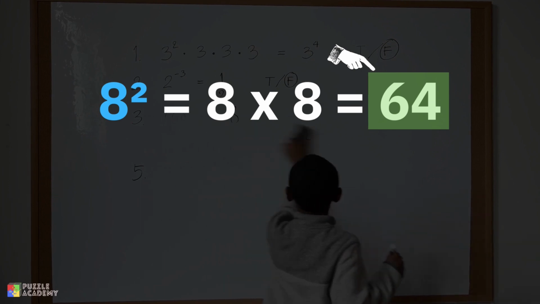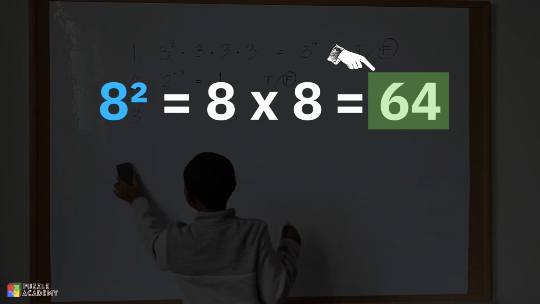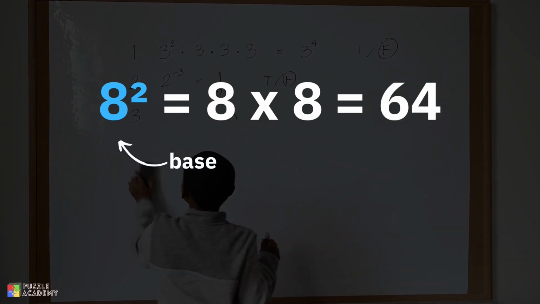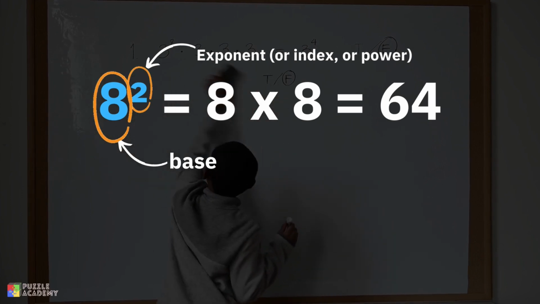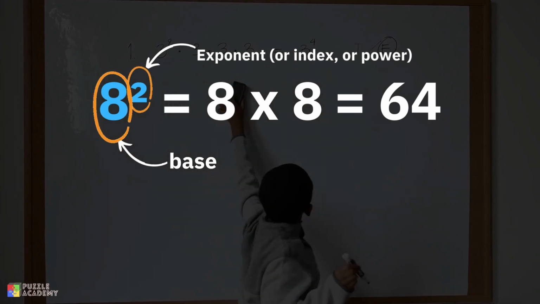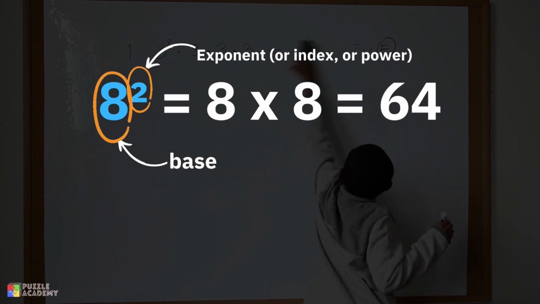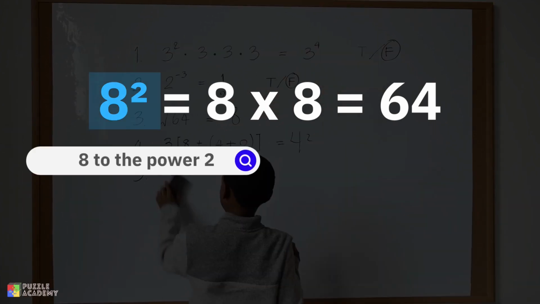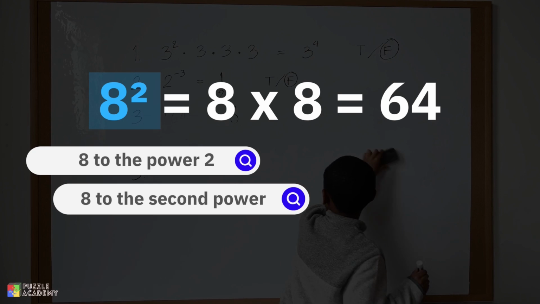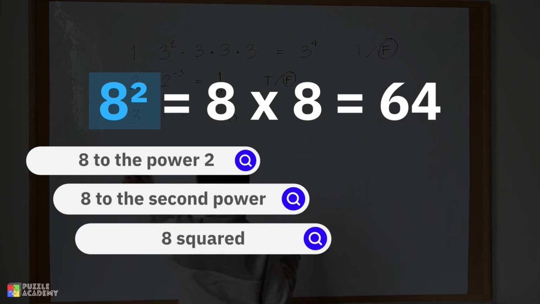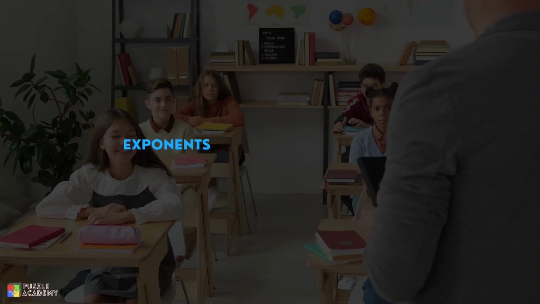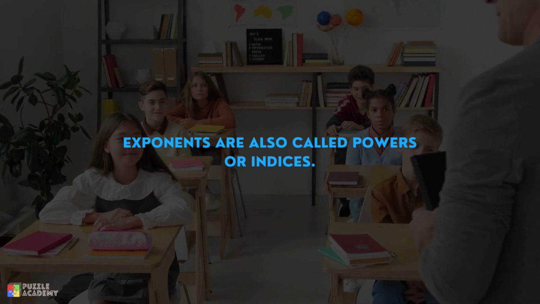To identify the parts of this example, 8 is the base, and the 2 here is the exponent or index or the power. In other words, 8 squared could be called 8 to the power of 2, or 8 to the second power, or simply 8 squared. Exponents are also called powers or indices.